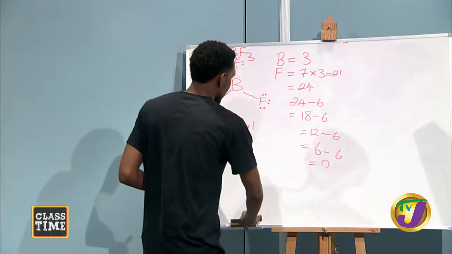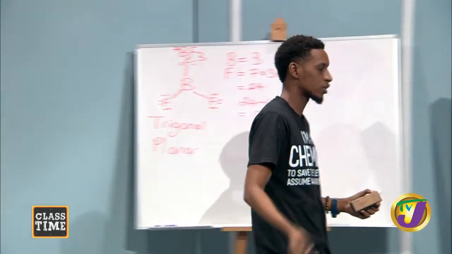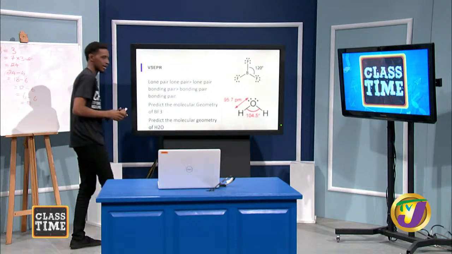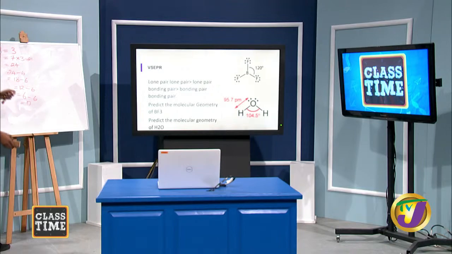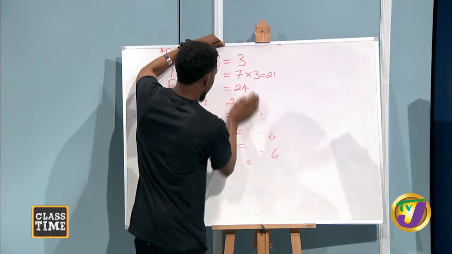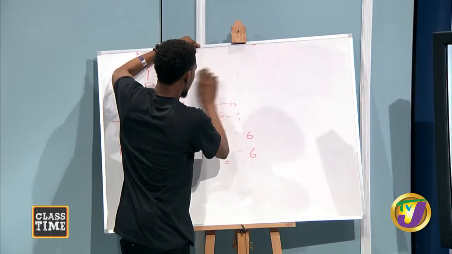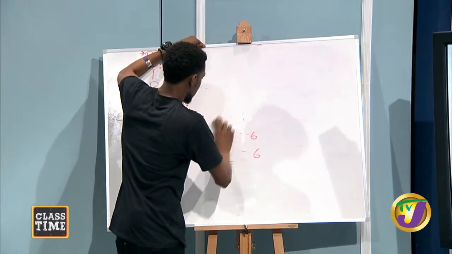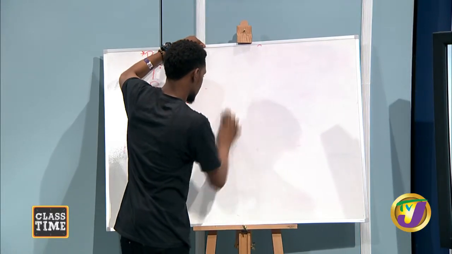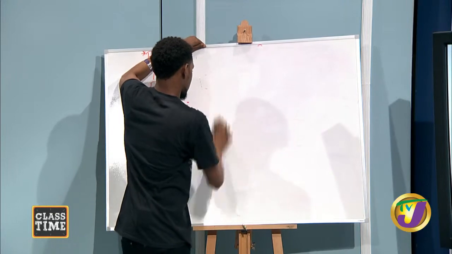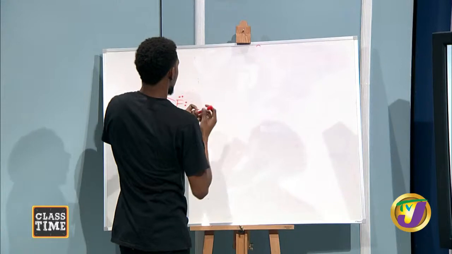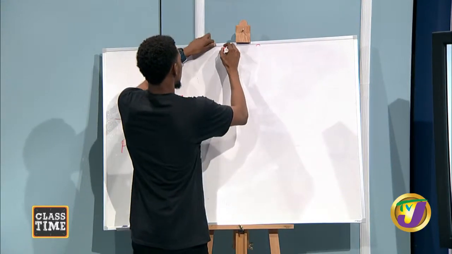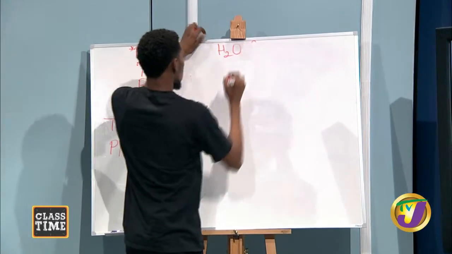Right, so let's look at the shape for water. And I'll bring it up right there, and I'll show you how we come about getting this. So I'll rub off this section right now. So I'll rub off this part, the calculations part. So, the molecule that we're working with is H2O.